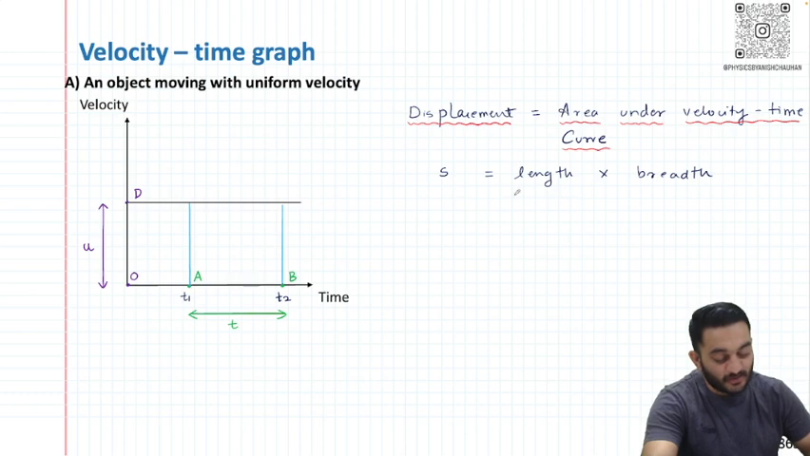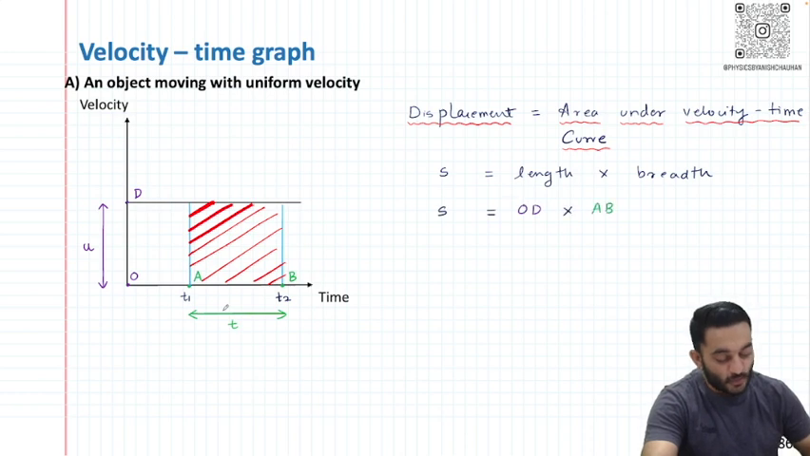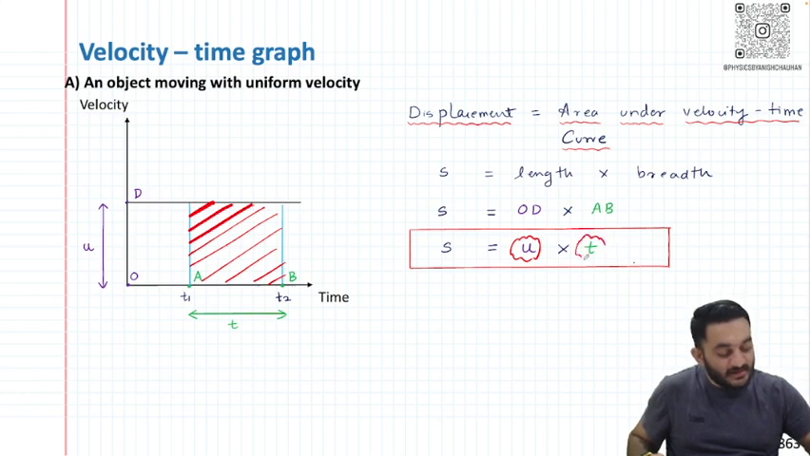And if I simply calculate the area under the curve, that is for time t, this is the area under the curve, which is going to be nothing but length into breadth, and it looks like a rectangle where the length is OD and the breadth is AB. You can also observe that OD is actually the speed, and AB is the time.